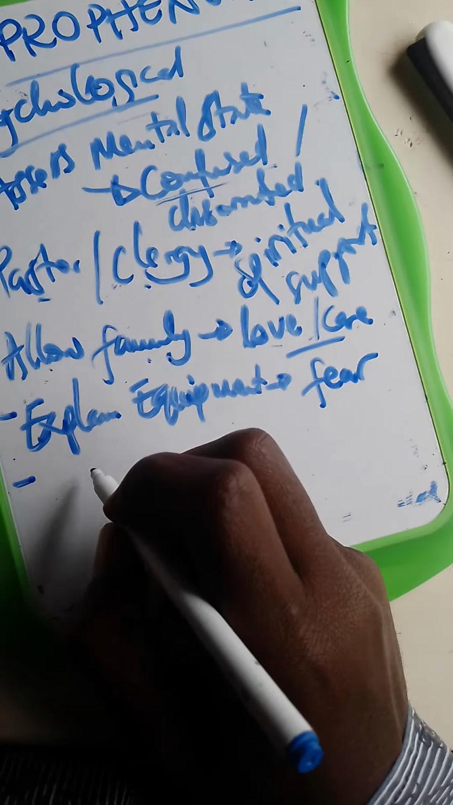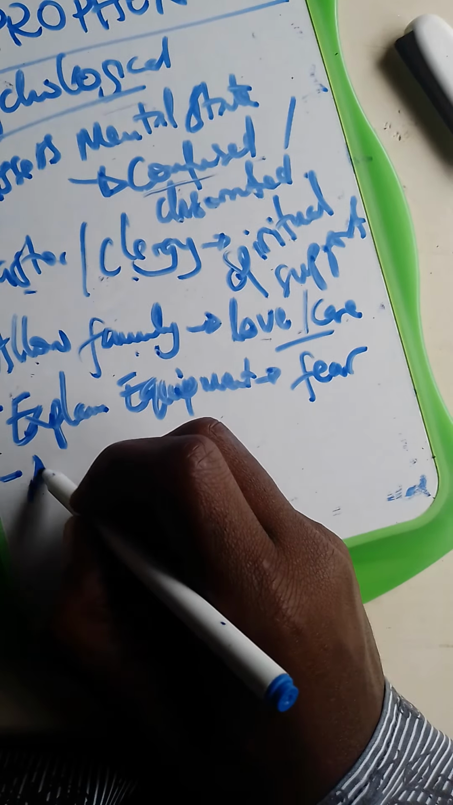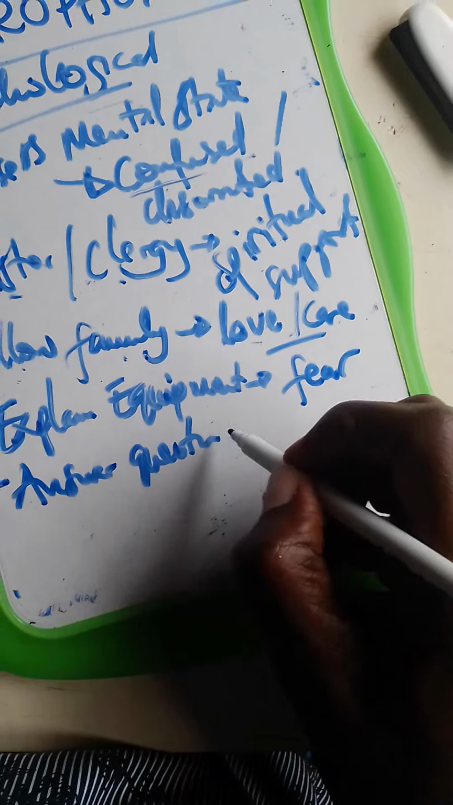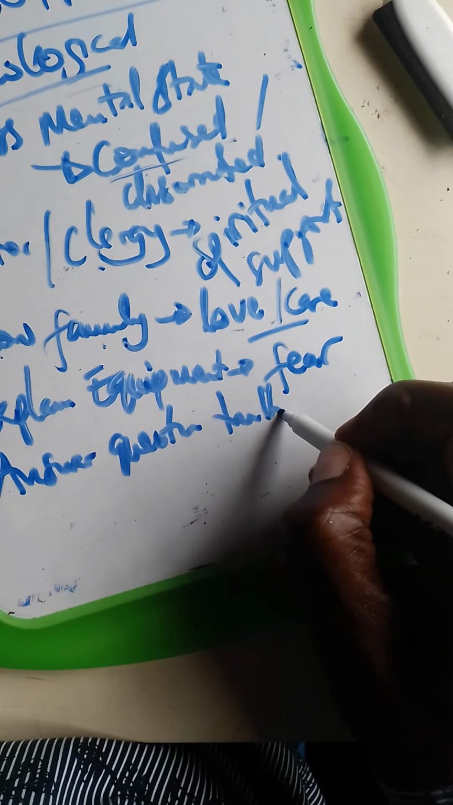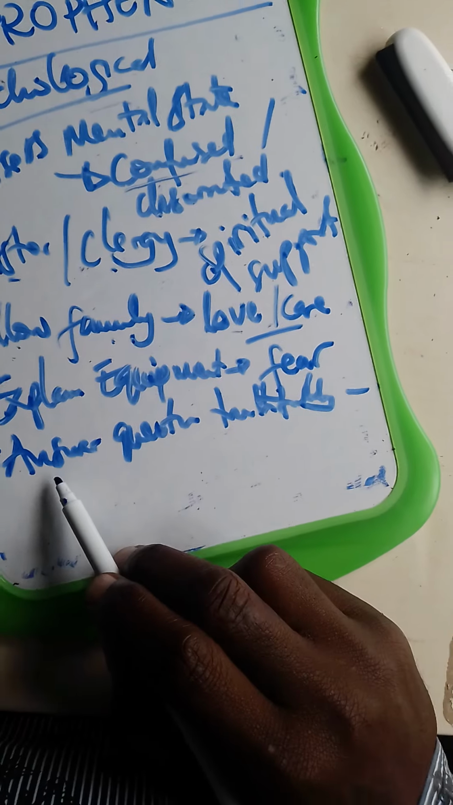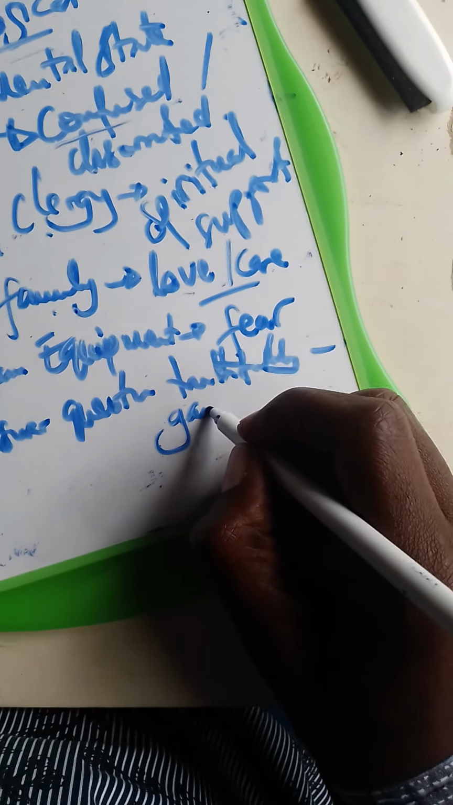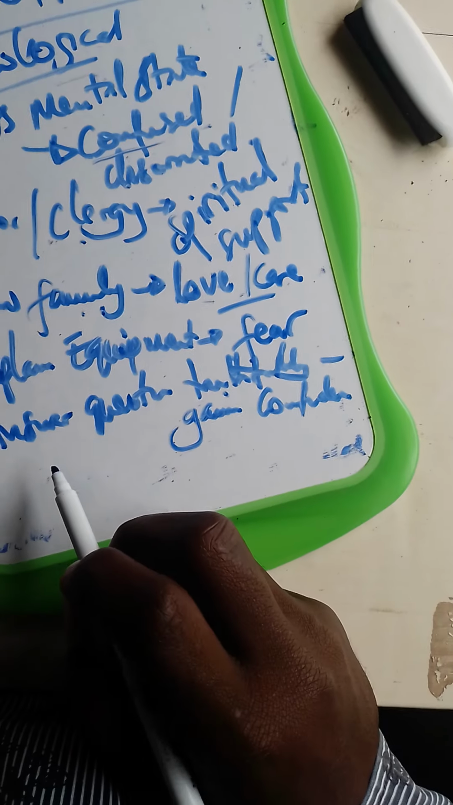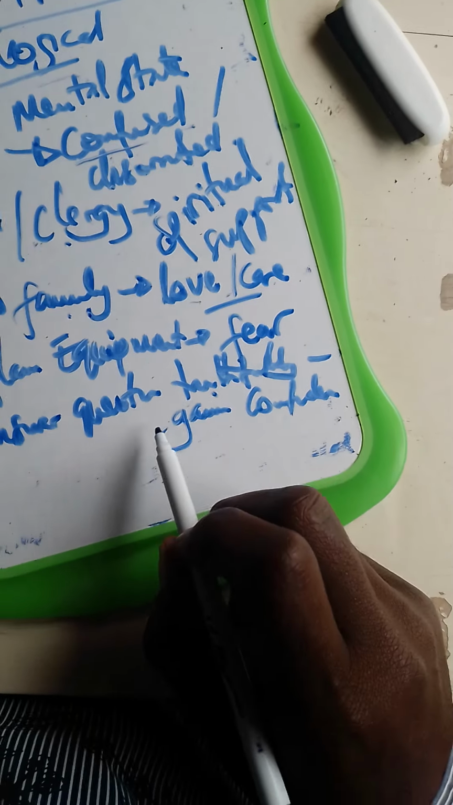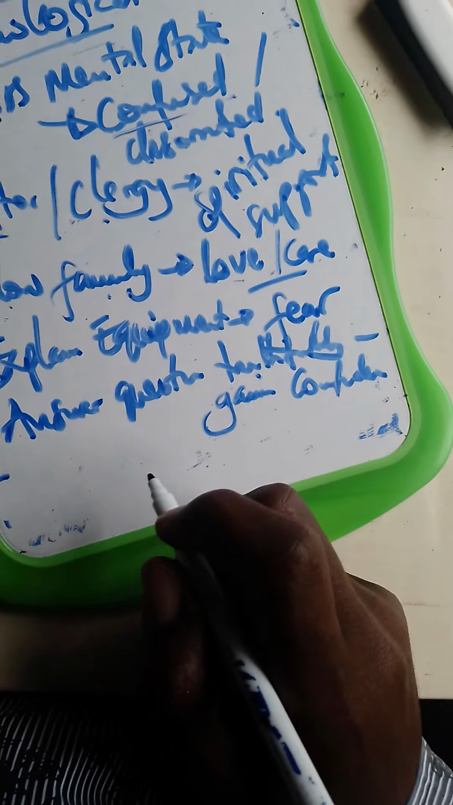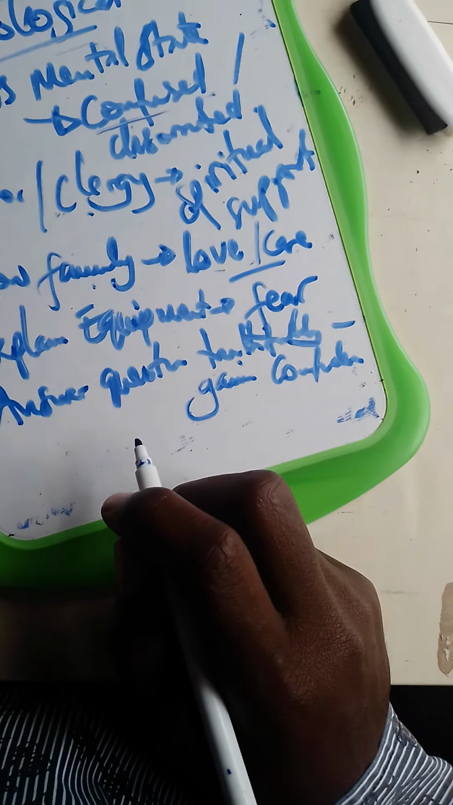Then what about when you say that you want to answer questions truthfully? Why should you answer the patient's questions truthfully? The rationale would be that you want to gain confidence. So you would say, I will answer all questions truthfully so that I gain the confidence of the patient, because they'll be confident in you since you're able to answer questions truthfully.